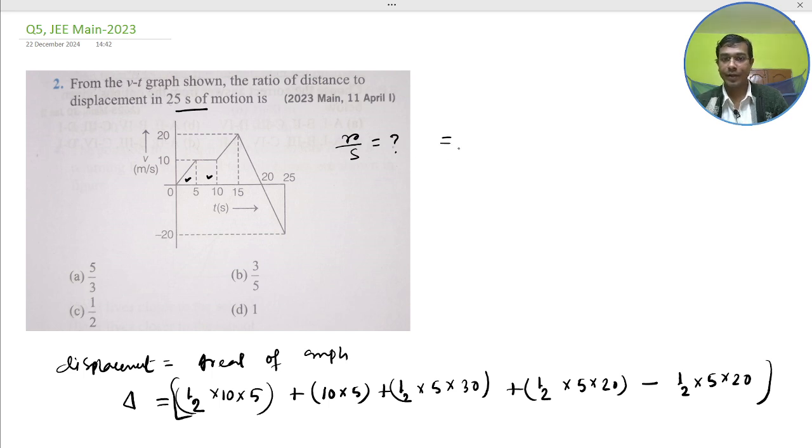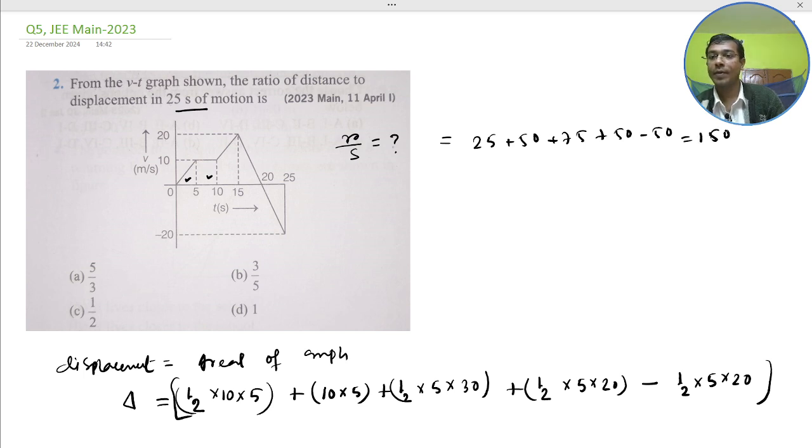So here it would be 25, 50, 75, 50 minus 50. So 150 meter, and this is the displacement.